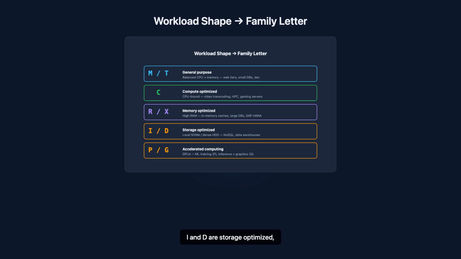I and D are storage optimized, with fast local disk: NoSQL stores and data warehouses. And P and G are accelerated computing, meaning GPUs, P for machine learning training, G for inference and graphics. Memorize that mapping and you'll answer most family questions instantly.